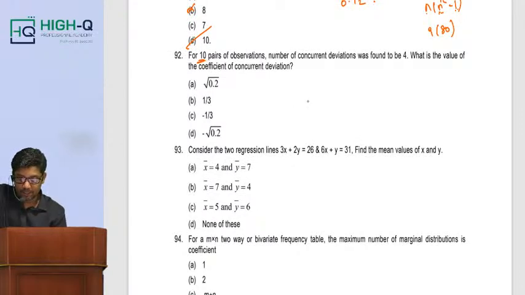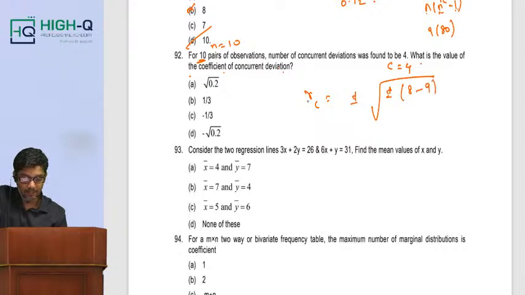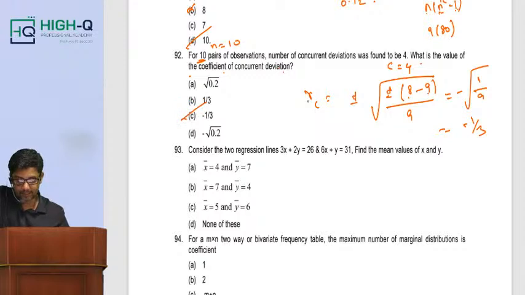For 10 pairs of observations, number of concurrent deviations found to be 4. What is the value of the coefficient of concurrent deviation? So rc is equal to plus or minus root of plus or minus (2c minus m) divided by m. This is nothing but 8 minus 9 divided by 9, which is minus 1 by 9, so all the sign will be negative only, which is nothing but minus 1 by 3. People who attended my lecture, I hope you remember it. I always mark this sum. In the exam also I said.